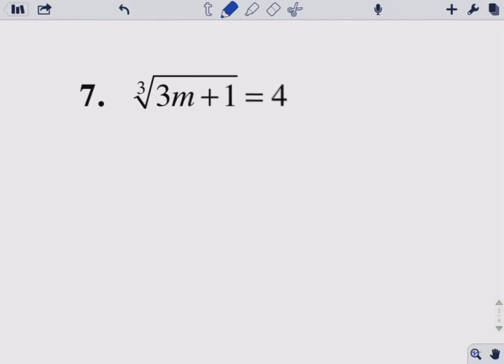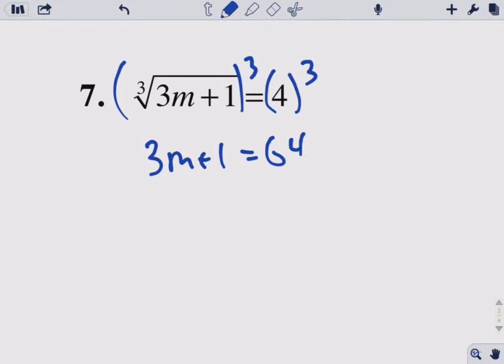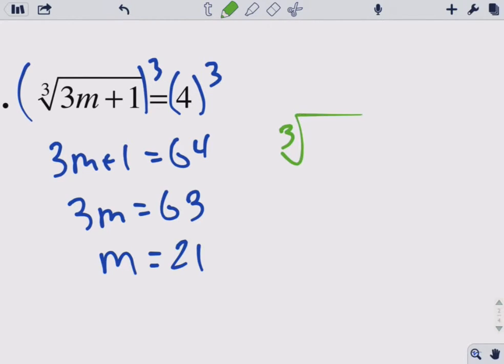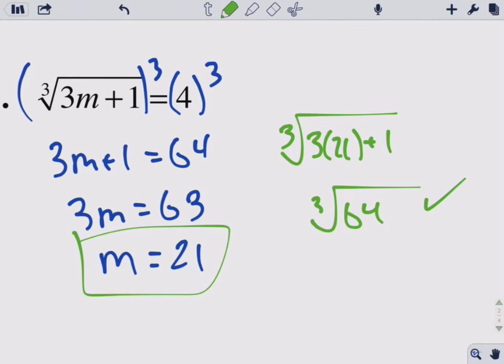Oh, cubes. Radical is isolated, but I'm cubing now. 4 cubed is 64. 3m is equal to 63, because I subtracted the 1. Divide by 3, I get m is equal to 21. And I check. So let's check. Cube root of 3 times 21 plus 1. That's the cube root of 64. So that works. That is my solution.